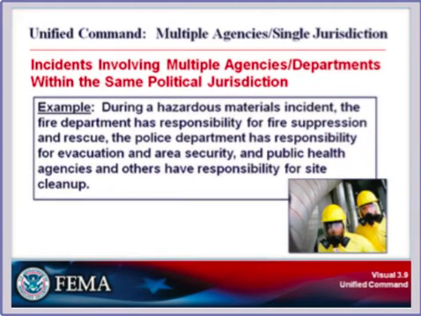Another way to apply unified command, and one that we are probably more familiar with, is when incidents involve multiple agencies or departments within the same political jurisdiction. An example is a hazardous materials incident in which the fire department has responsibility for fire suppression and rescue. The police department has responsibility for evacuation and area security, and the public health agencies and others have responsibility for site cleanup.